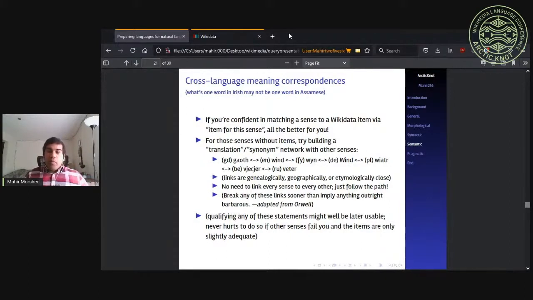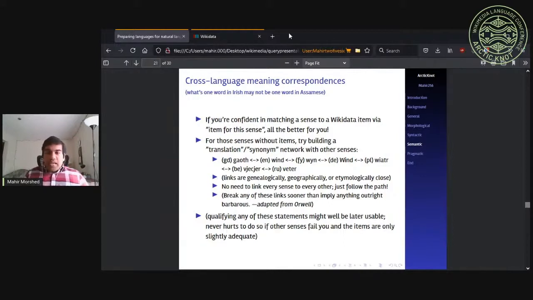And these networks, I should mention, are networks and not just a single hub and then spokes outside, because that would not only defeat the purpose of the Abstract Wikipedia, but it would also make translations very erratic and possibly problematic. For example, in this case, you see that there's links from Scottish Gaelic to English to West Frisian to German to Polish to Belarusian to Russian. Note that these are all genealogical or geographical or etymological in terms of closeness, rather than, for example, linking everything to Russian, and because that's been done for a number of lexemes, I have to fix that.